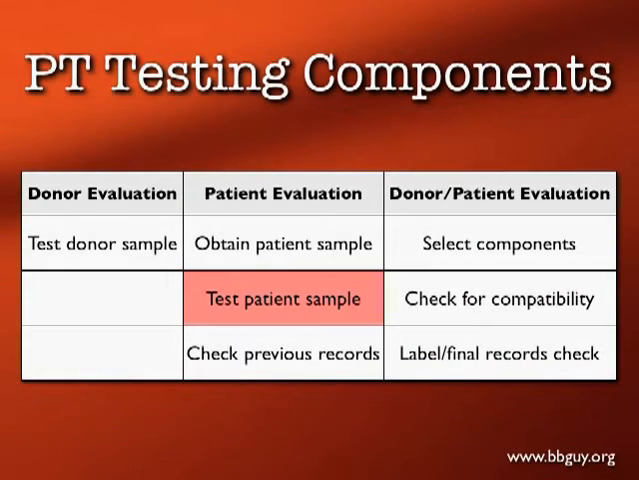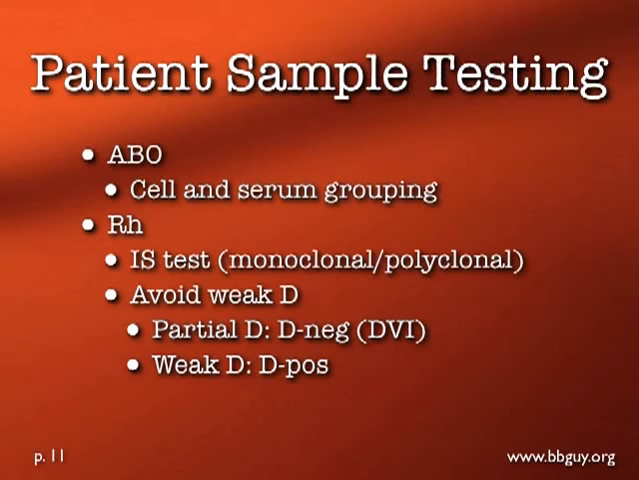Okay, so we've got our patient sample. It's in the blood bank. We've already done our donor sample and our donor testing, so we're ready to go. What are we going to do? We're going to test our patient sample. We're going to do ABO testing, including both forward and reverse, or serum and cell grouping. We're going to do the RH test, which is generally done with an immediate spin monoclonal polyclonal anti-D. You really should, it's hugely important because this is difficult for old-time blood bankers to understand.